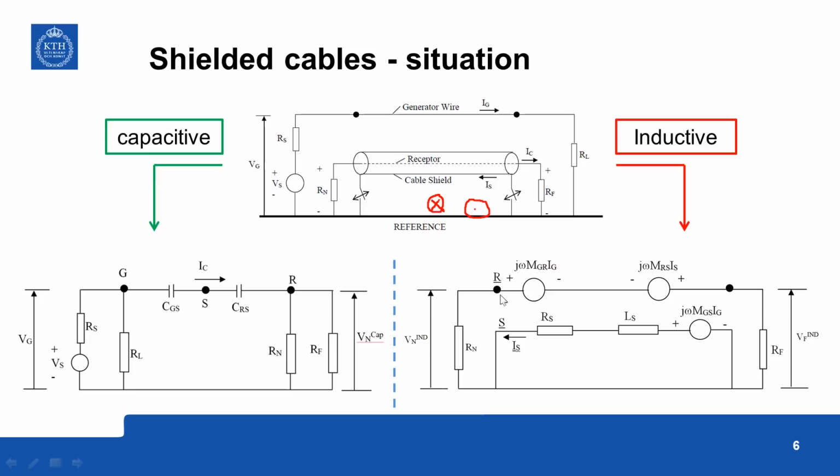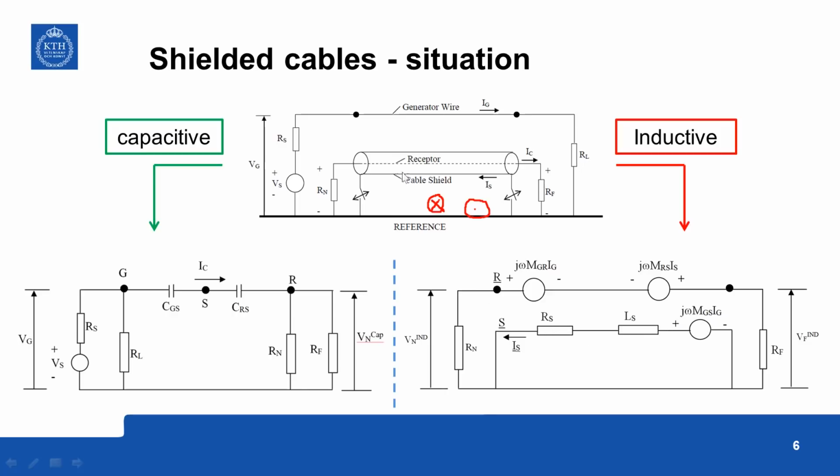So that is one source. Now a similar source will be there in the shield circuit also. So you take the mutual inductance between the generator and the shield, MGS. So it is this source.